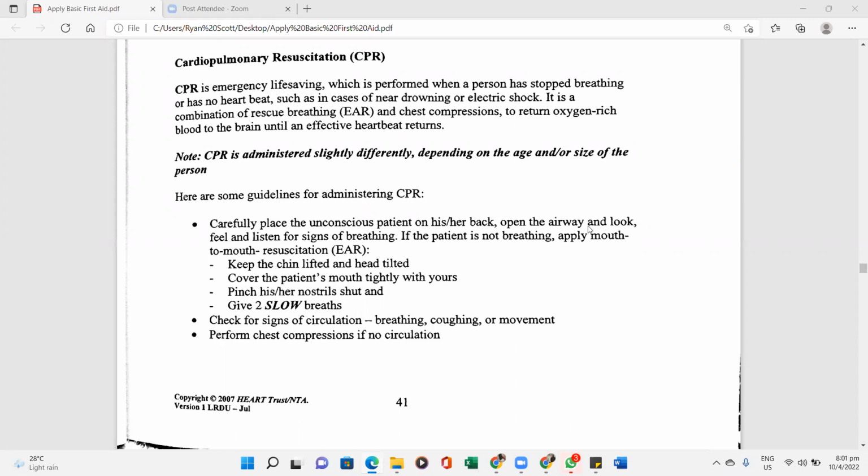Carefully place the unconscious patient on his or her back. Open the airway and look. Remember, we spoke about the different ways in which you open the airway: the chin lift, the head tilt chin lift, and the jaw thrust is only if the person has damage in their spine. Okay.